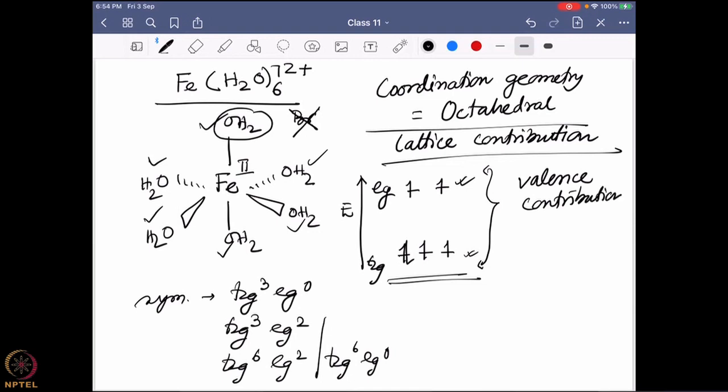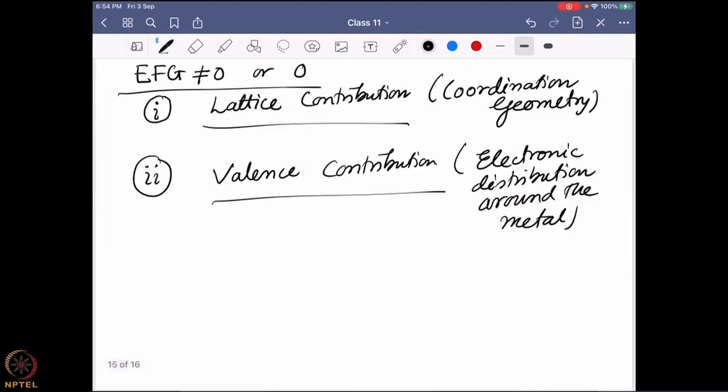So over here, in this case of iron water complex, what do you expect? There should be valence contribution and there shouldn't be any lattice contribution. For the first check, that is what we believe. So that means there should be an electric field gradient present. Because as we said, electric field gradient has 2 contributions, valence or lattice.